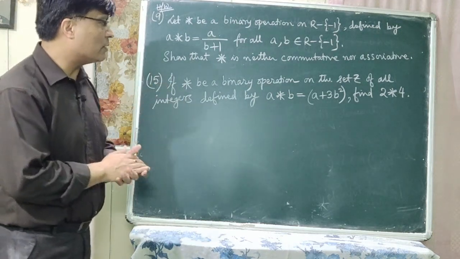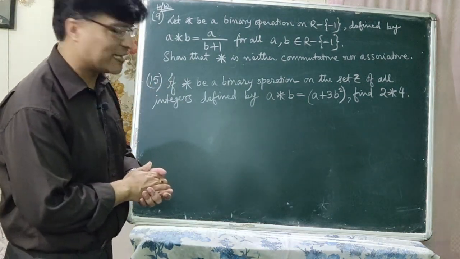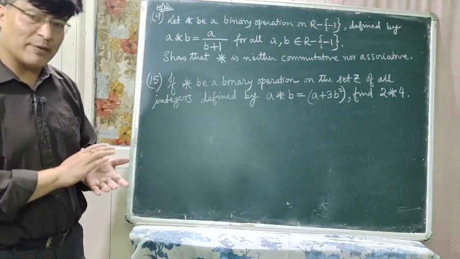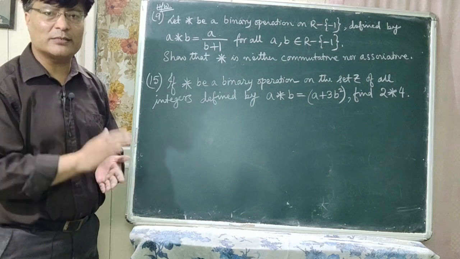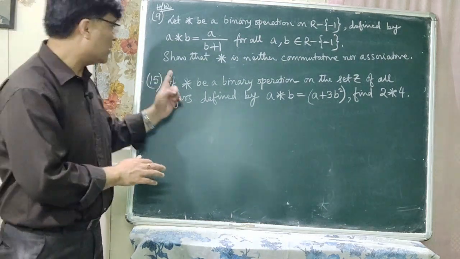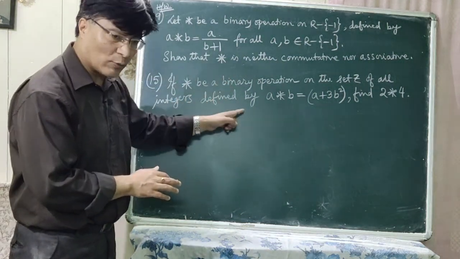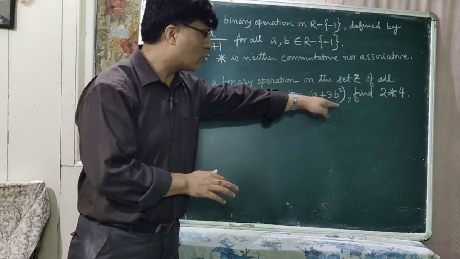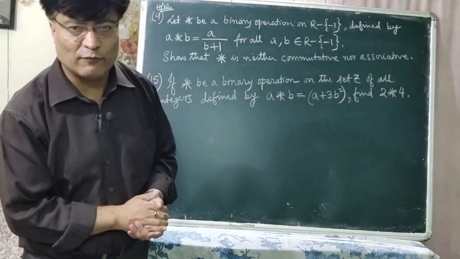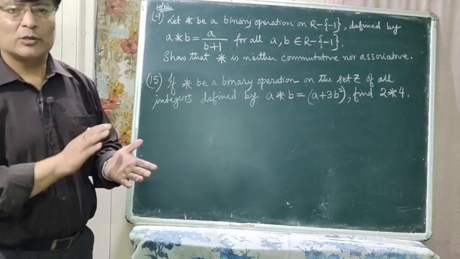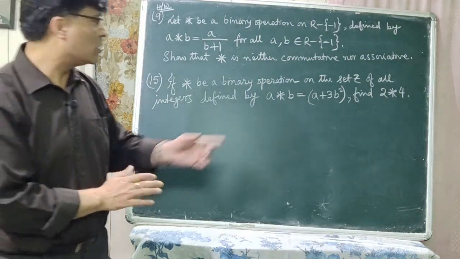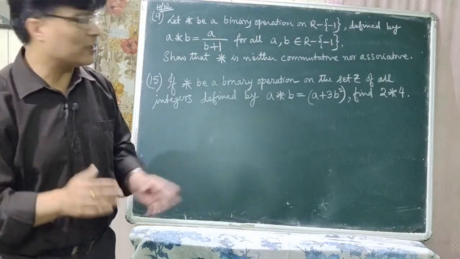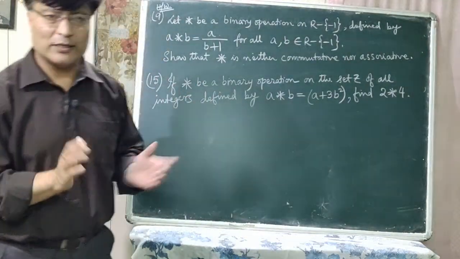So if star be a binary operation on the set Z of all integers, here Z is the set of all integers. It may be positive integers, it may be negative integers including 0. Okay. So star be a binary operation defined by what? A star B is equal to A plus 3B square, you have to find out 2 star 4. So I think you can do it. 2 and 4 belong to the set of integers. So using this definition of A star B is equal to A plus 3B square, you have to find out 2 star 4. So I think you can do it.